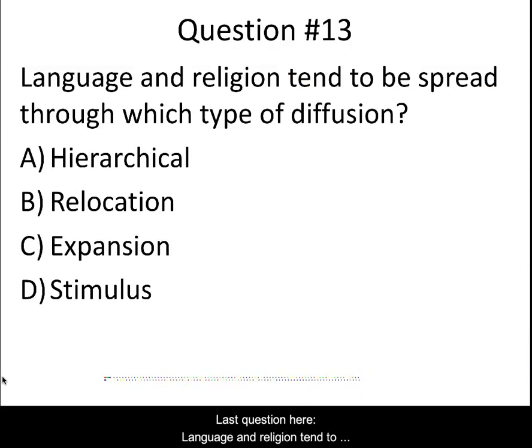Last question here. Language and religion tend to be spread through which type of diffusion? Well, we didn't talk about expansion. We didn't talk about stimulus. So it's either going to be hierarchical or relocation. And those two still have to be brought physically by a person. So we are looking at B.